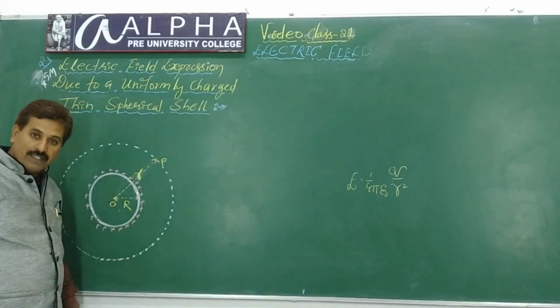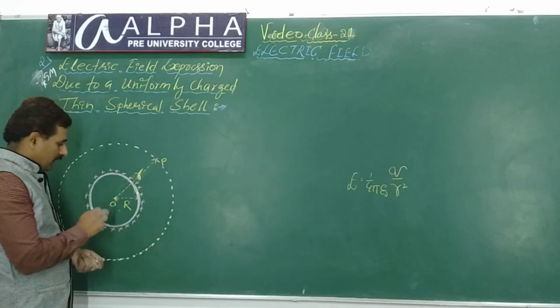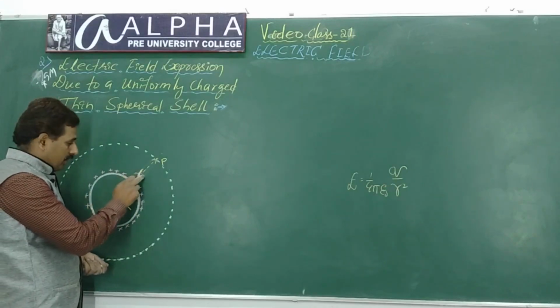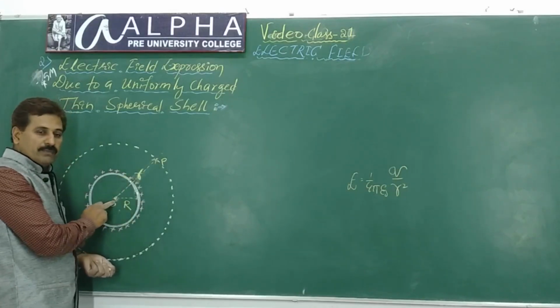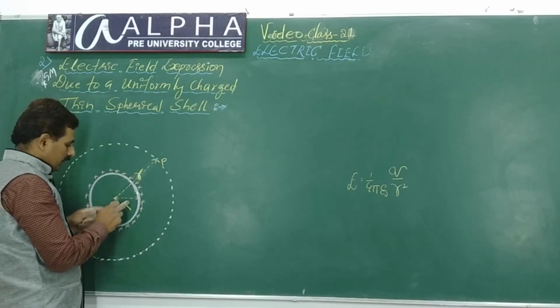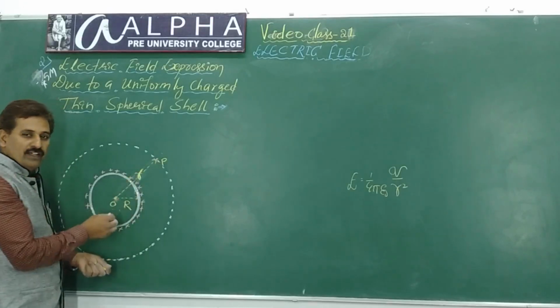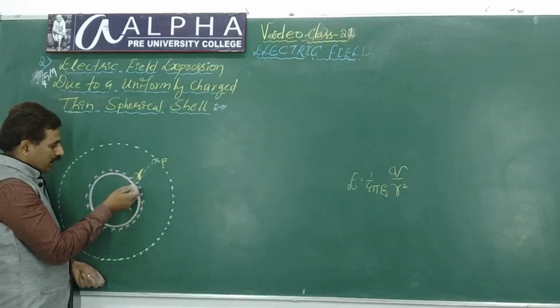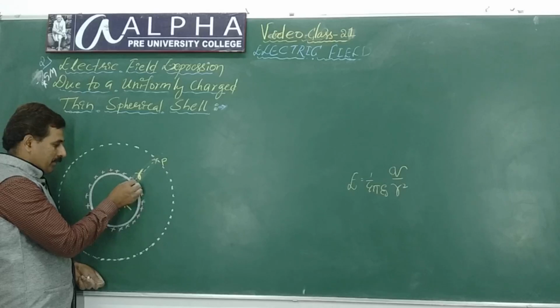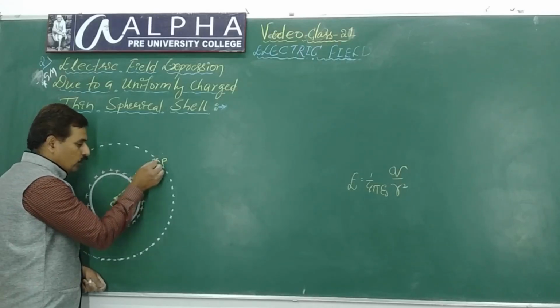What is that called? Electric field. To find the field at a point P, distance r from the center of the sphere. Distance is measured from the center, the common point for both capital R and small r. To find the electric field here, what is the field direction? As I explained in the previous examples and classes, the field here is normal, radially outwards.